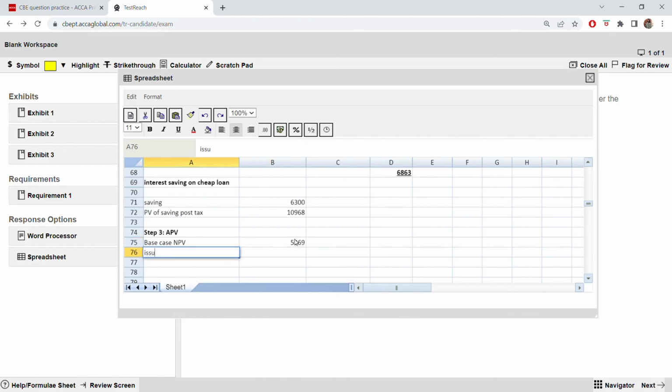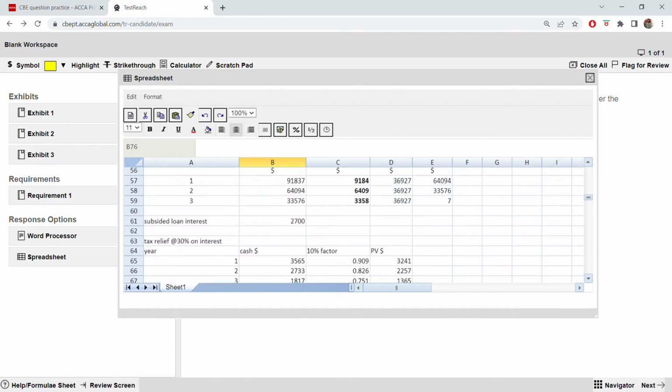Issue cost. You have to label it like that and write rather than just writing 5369. How will someone understand what is 5369? It should be labeled base case net present value. That's why I always keep 1 or 2 columns for description, then the numbers. Issue cost, equity, and debt. Equity is how much? I'm just writing the figure, okay? By the way, you can just copy paste also. Issue cost.